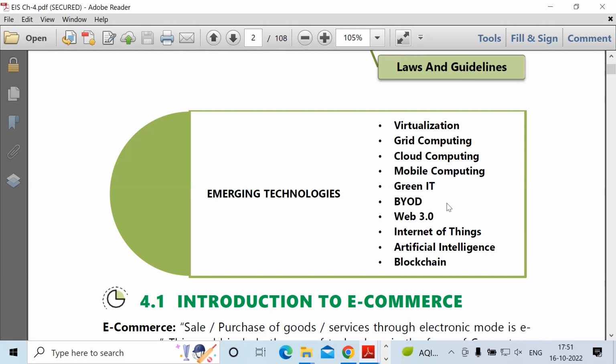Web 3.0 is interactive. What is interactive? The best example is your Facebook, your Instagram, your Twitter. All social media are considered to be interactive websites. So that is Web 3.0.